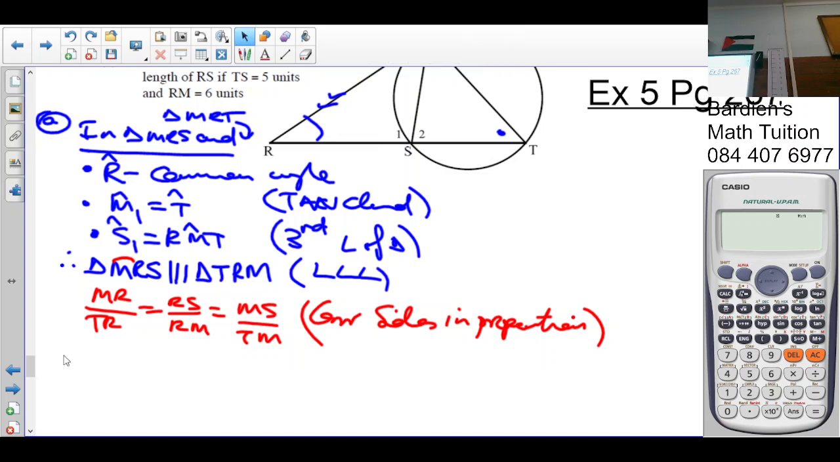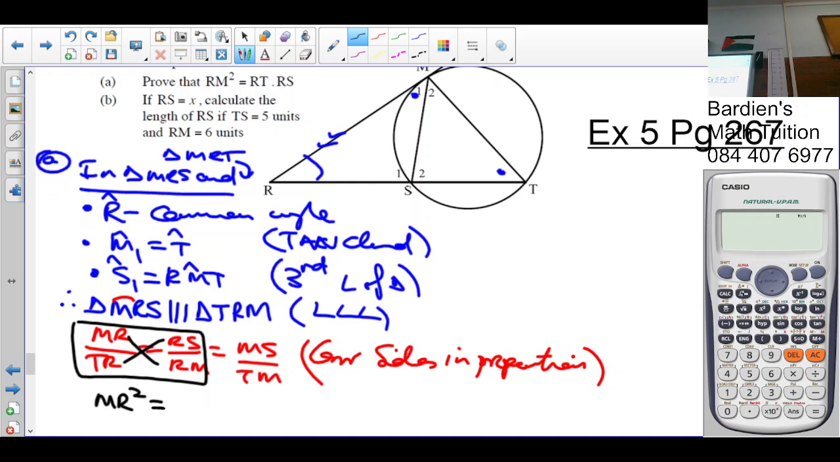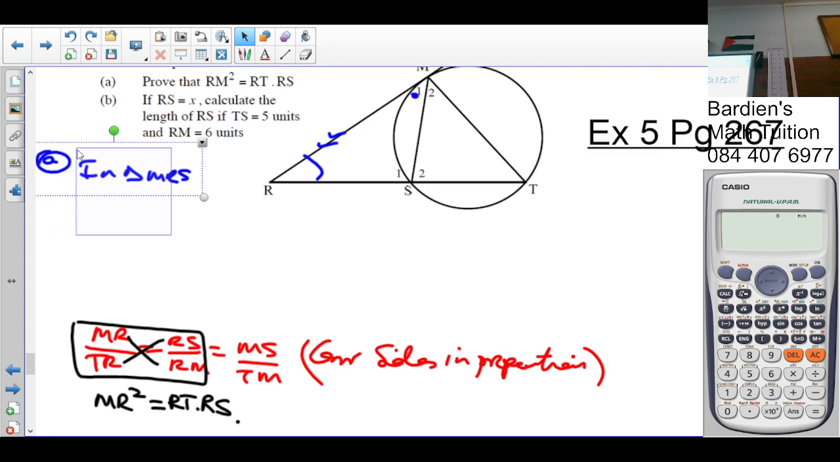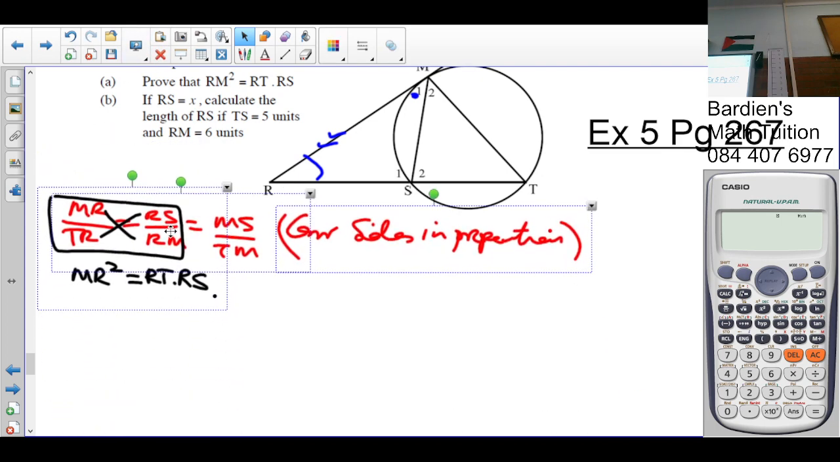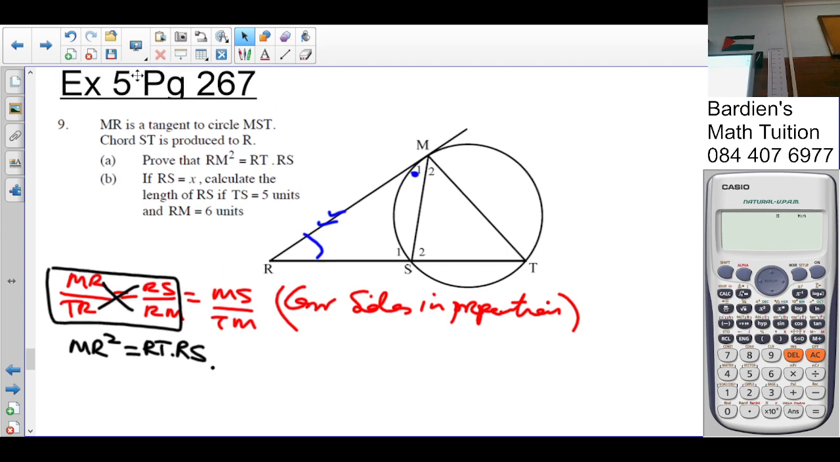So if you look at what they wanted, they want you to prove MR squared. So here we go, and you can see it. So we cross multiply here. So MR squared is equal to RS times RT. So they've just proven what they want. Okay? So I'm just going to take this out here because of the space, I would like to keep the diagram in focus. Okay, that's the idea.